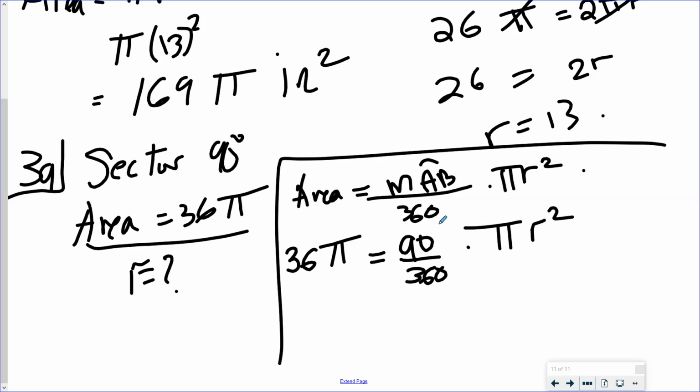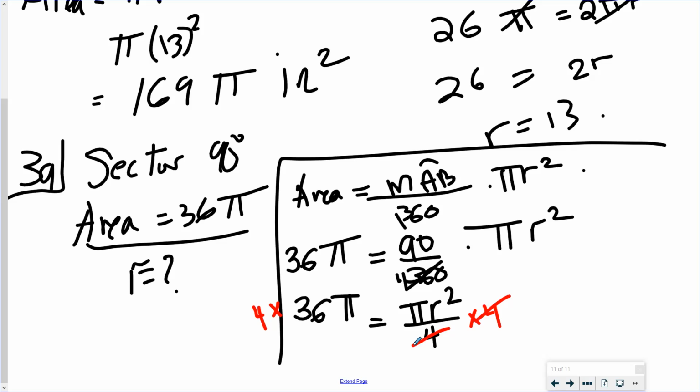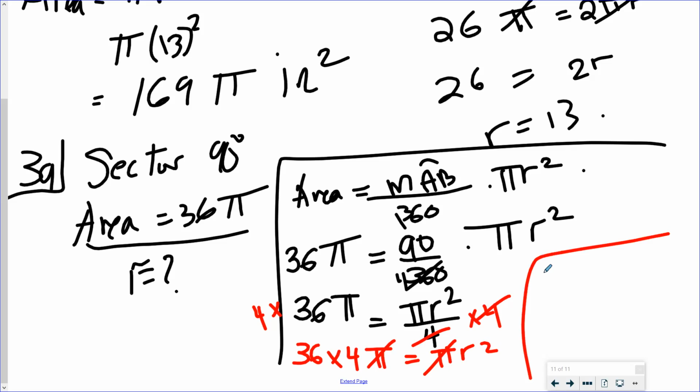Then 90 over 360, let's simplify it as 1 over 4. So 36 pi is pi r squared over 4. Then I need to multiply by 4. So 36 times 4 pi equals pi r squared. Let's cancel pi. So r squared, or you can say r, will be the square root of 36 times 4, which is 6 times 2. So the radius will be 12.